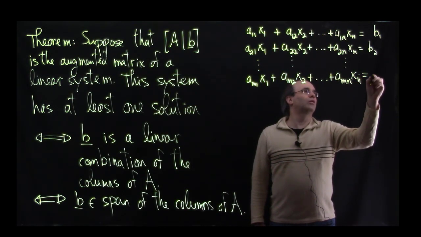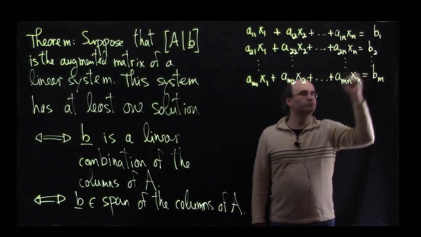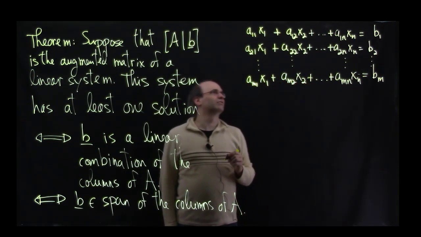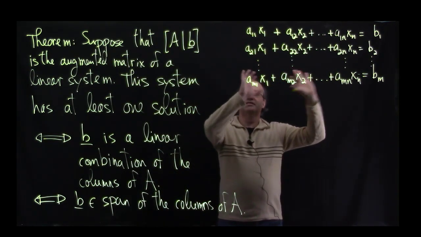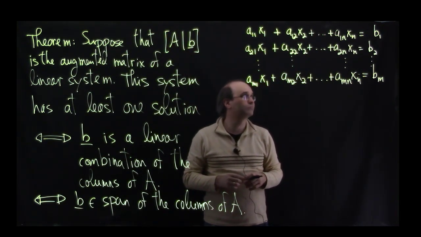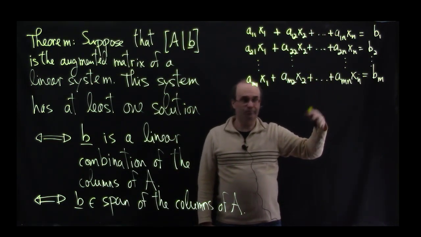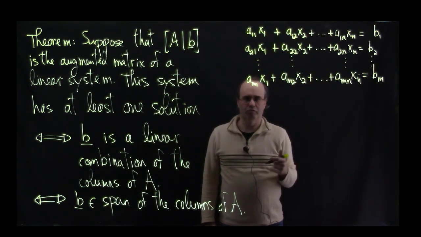Okay, this will be equal to b sub m. Right, so this is our system of equations that has this as its augmented matrix. And now what I can do is rewrite this in vector form.